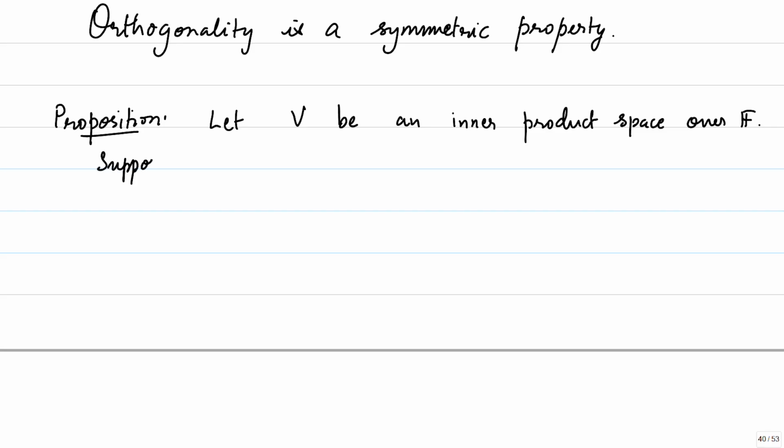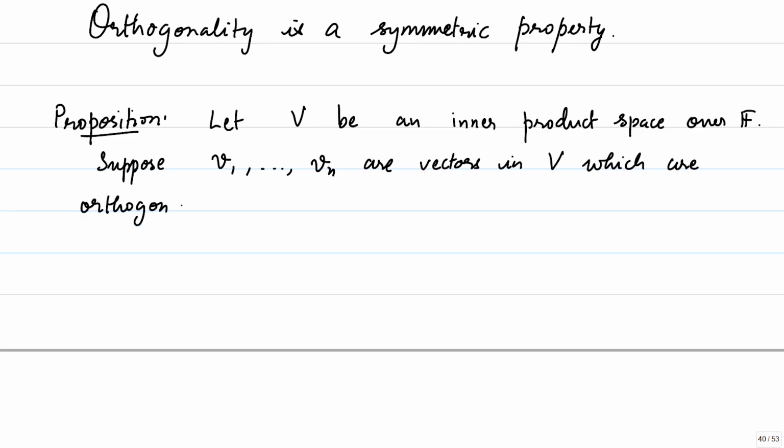Suppose v1 to vn are vectors in V which are orthogonal to another vector, say small w, in capital V. Suppose each of these vectors v1, v2 up to vn are orthogonal to w. Then the proposition tells us that any linear combination of v1, v2 up to vn will also be orthogonal to w.